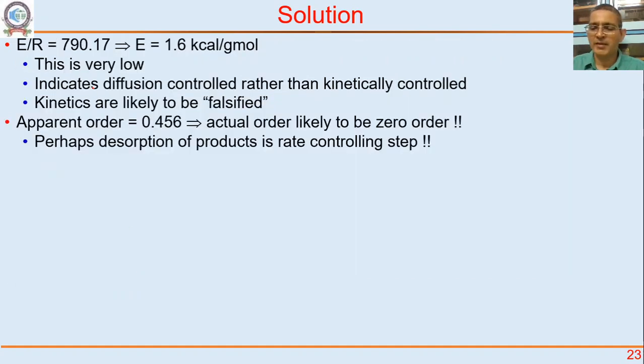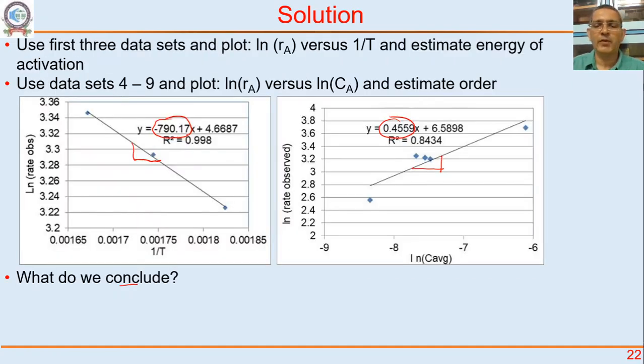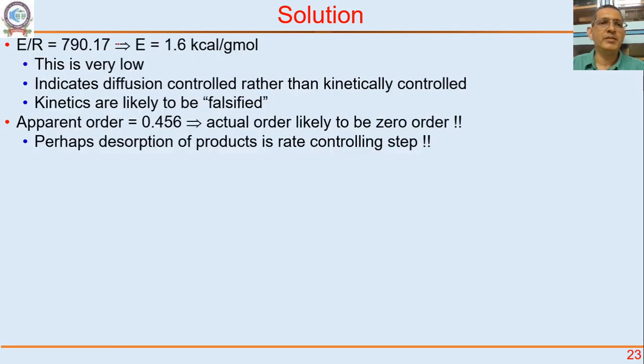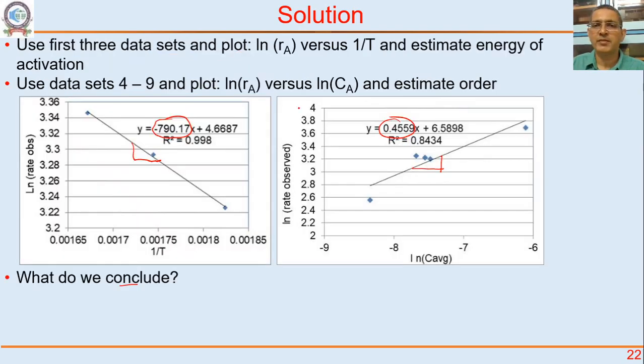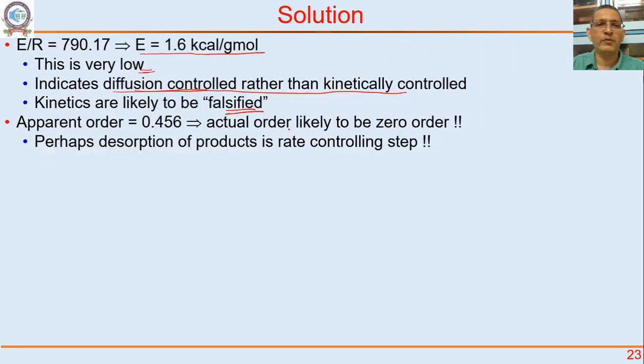E by R is 790.17. So E is 1.6 kilocalories per gram mole. This is very low. What does it tell you? It means you are likely to be diffusion limited, internal diffusion limited, rather than kinetically controlled. So kinetics are likely to be falsified. Apparent order is 0.456. 0.4559 means 0.456.